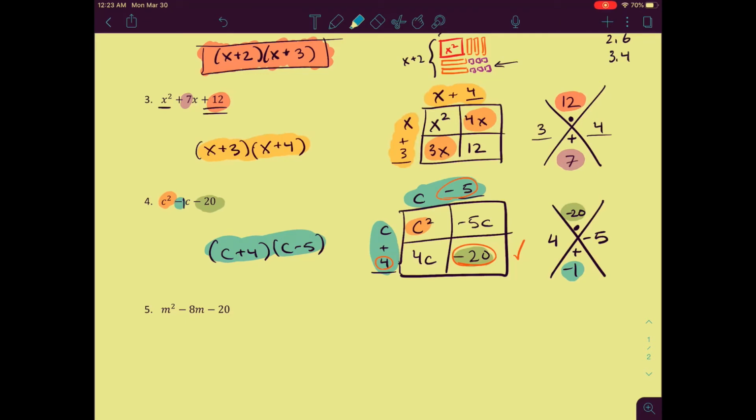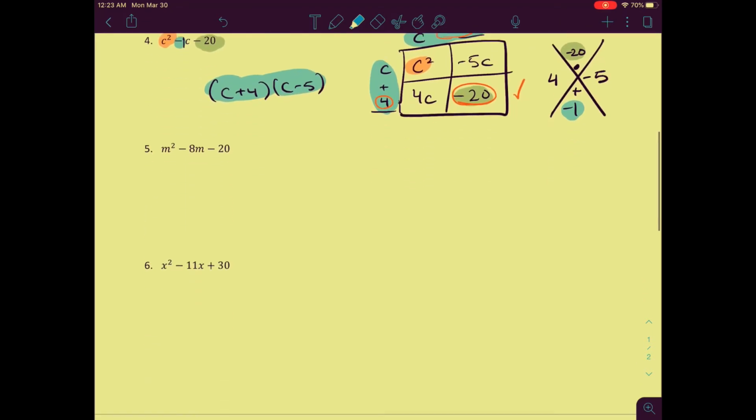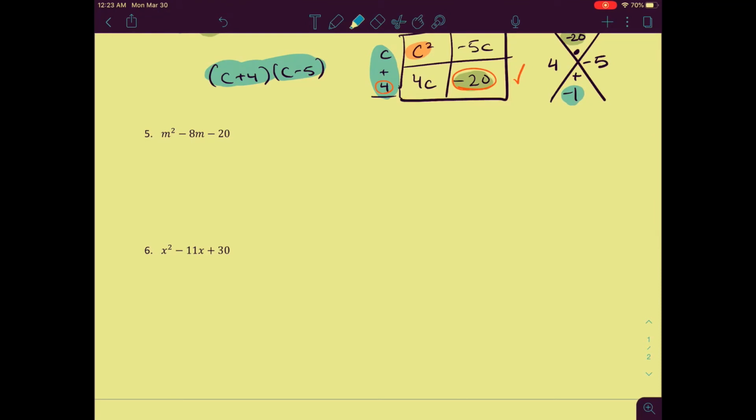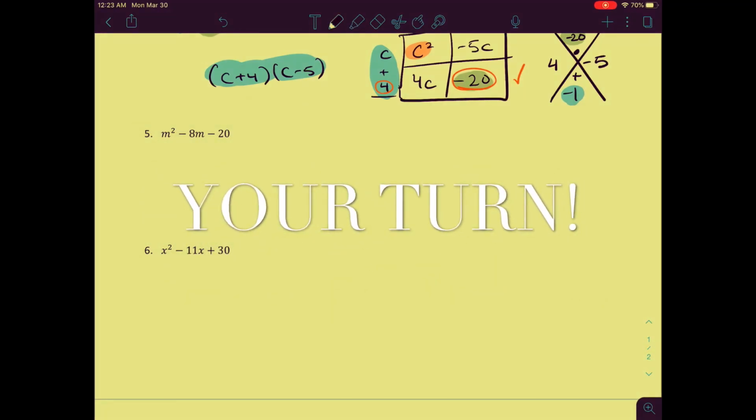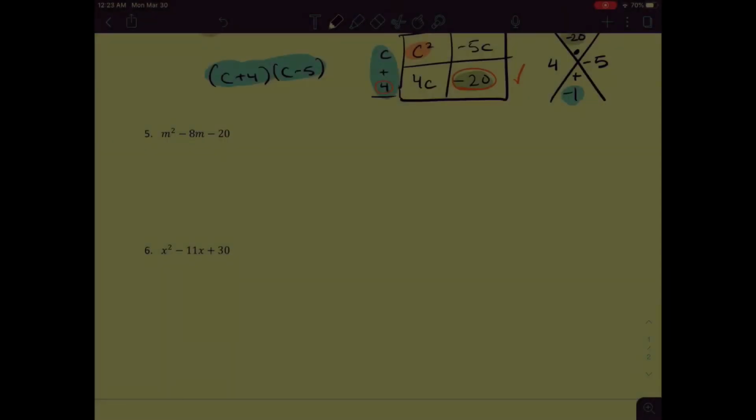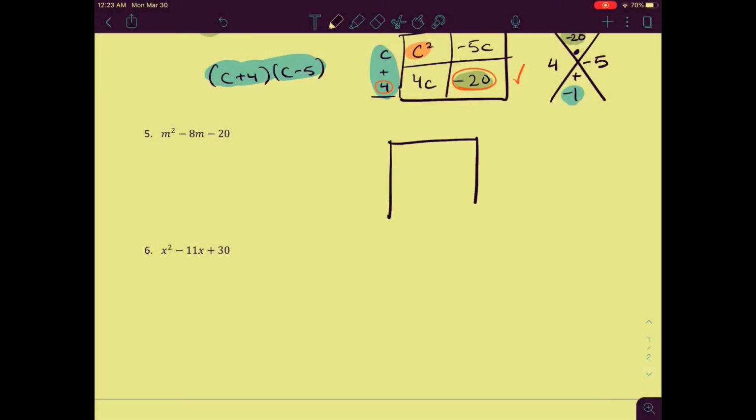At this point, I want you to look at number 5. I want you to pause the video because it is your turn. So looking at number 5 here, we're going to first create a Punnett square. Put an m squared in the top left-hand corner and put a negative 20 on the bottom right-hand corner. From here, we want to create an x where the top is going to be my product and my bottom is going to be my sum.